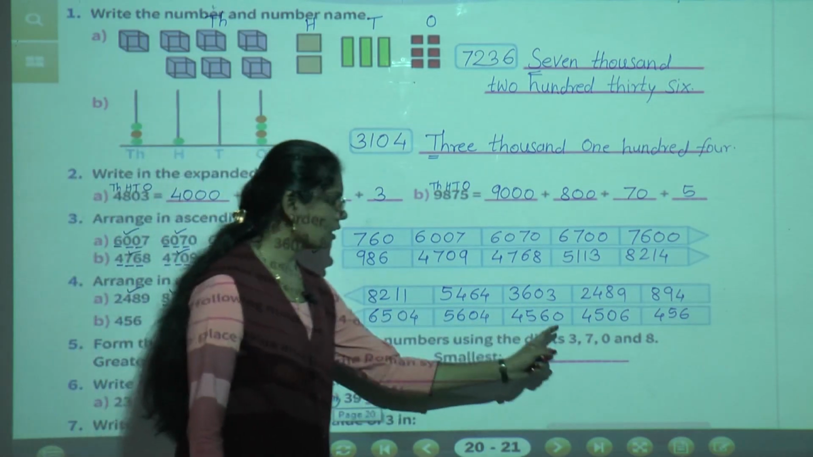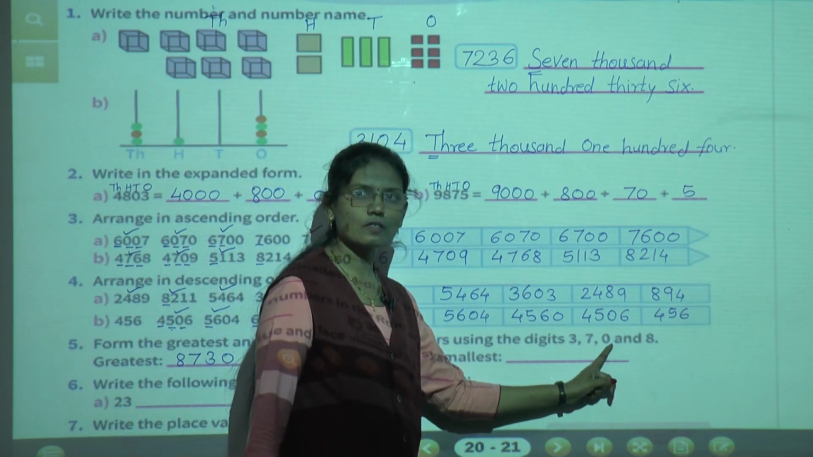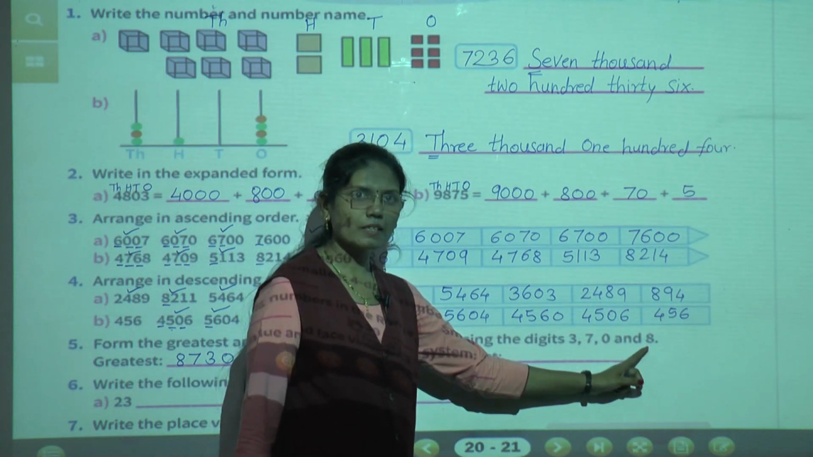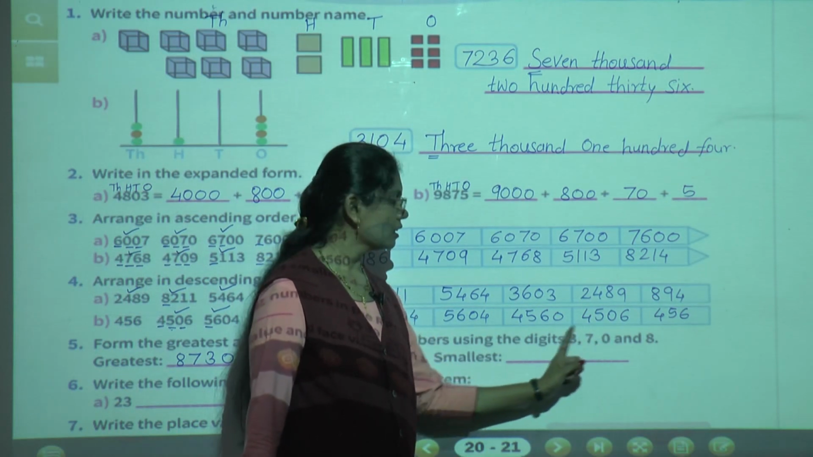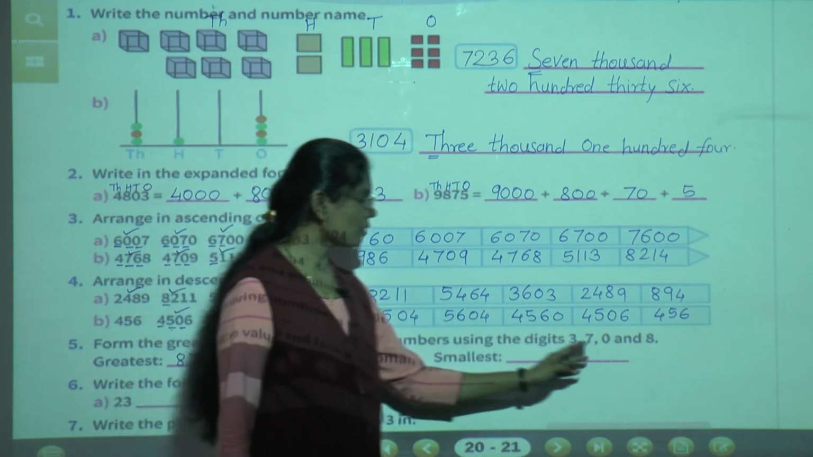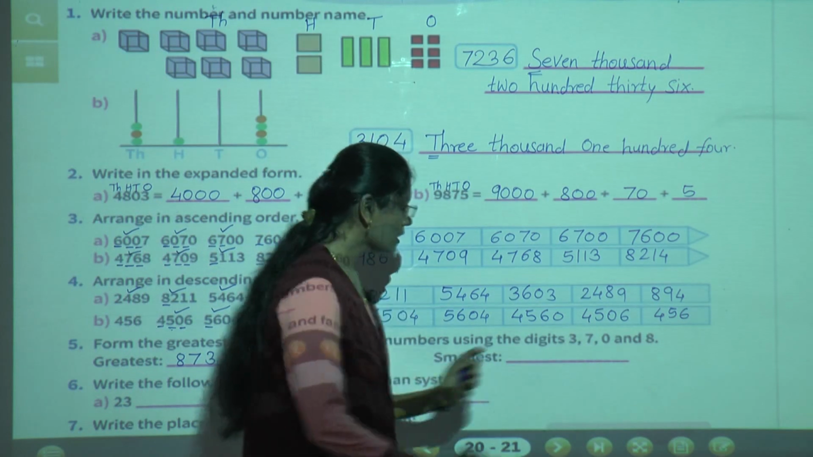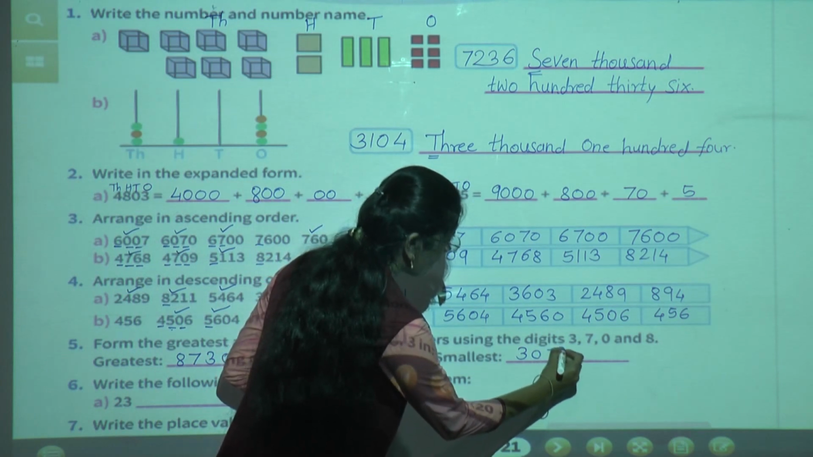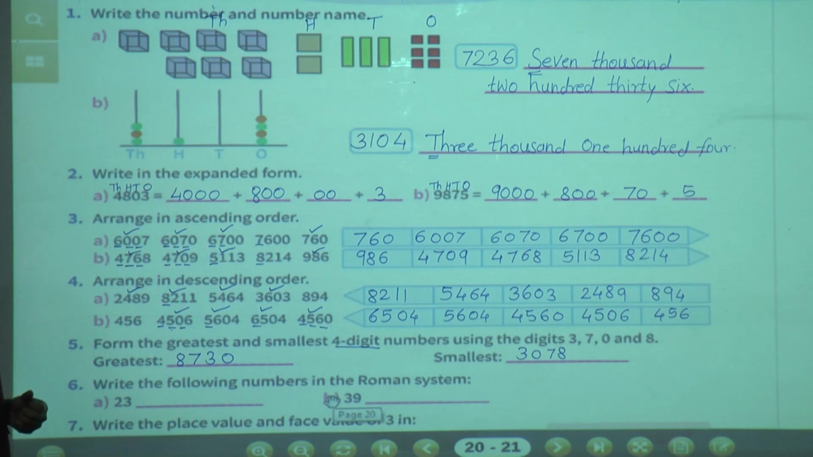Okay. Now here see 3708. We can't take 0 at first. 0 is the smallest digit in these numbers, but we can't take 0 first. Why? Because if we take 0 first, then the number will become a 3-digit number, which we don't want. So what will we do? We will not take 0 first, we will take 3, then 0, 7 and 8. So this is the smallest 4-digit number.